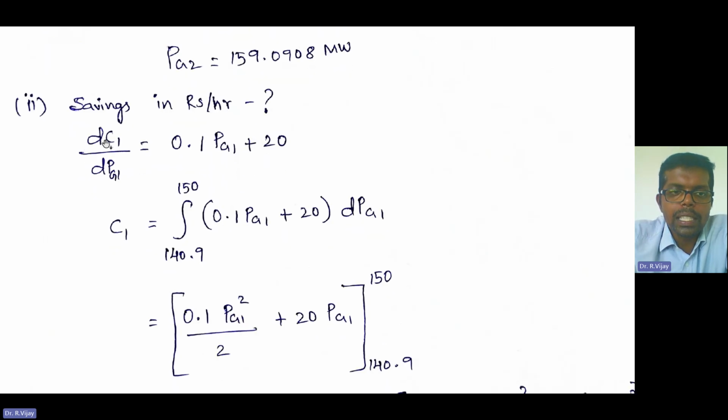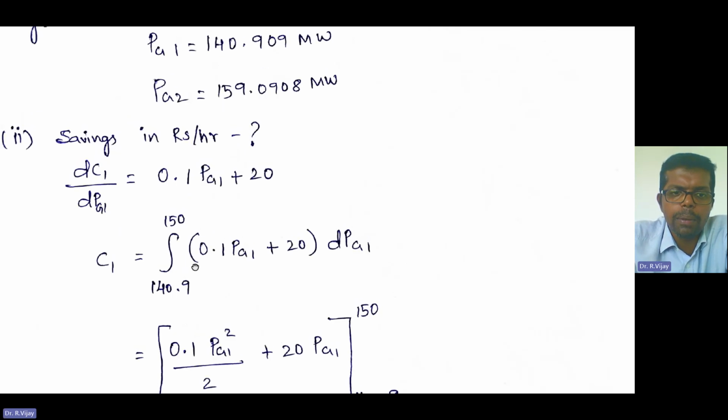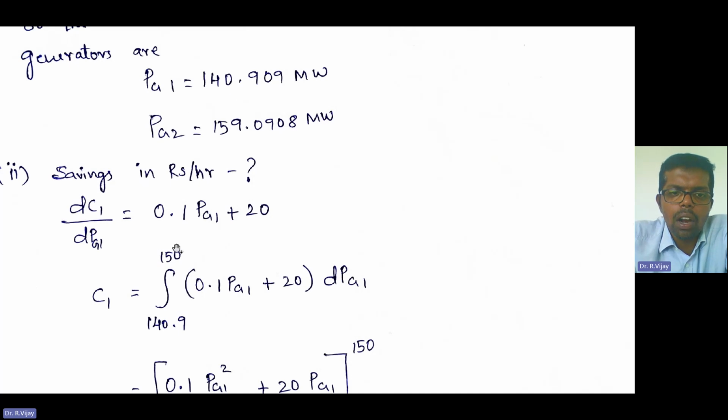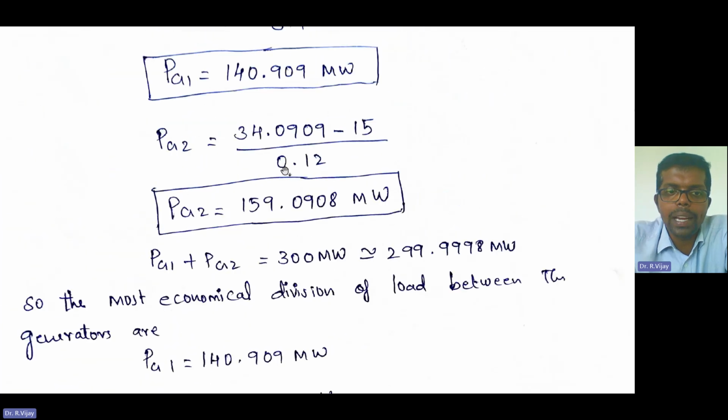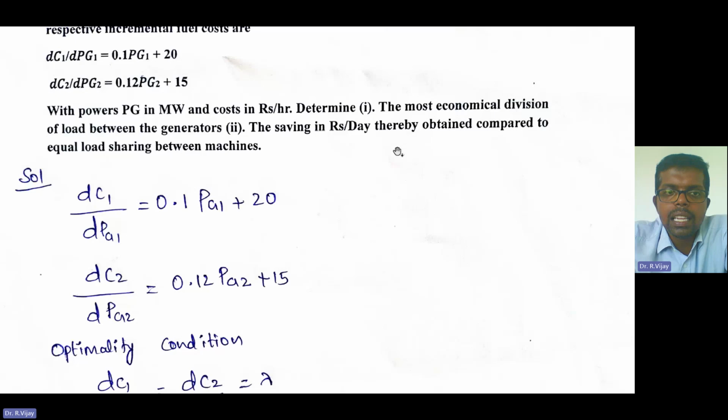What is given in the problem? The incremental fuel cost dC1/dPG1 = 0.1 PG1 + 20. From this, you can easily calculate C1. Here, to remove the differentiation, you need to integrate. So C1 is the integration of this up to 140.9, whatever answer we got. And what they said for the savings is that the load is equally shared. They have asked for the savings in a day, compared to equal load sharing between the machines.